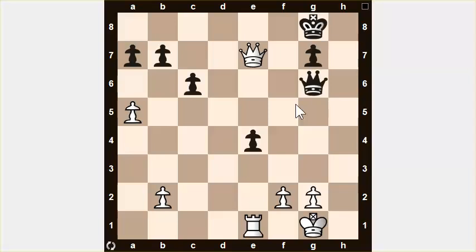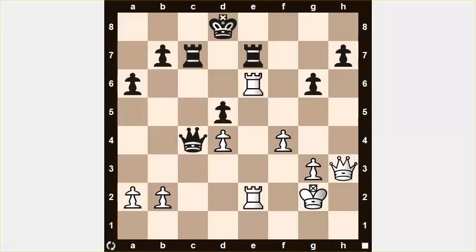Alright, so let's look at another example. Okay, in this position it's white's turn to move. So let's quickly compare the material. White has a queen, black has a queen. White has 2 rooks, black has 2 rooks. White has 1, 2, 3, 4, 5 pawns. Black has 1, 2, 3, 4, 5 pawns. So from a material point of view, everything is equal in this position.